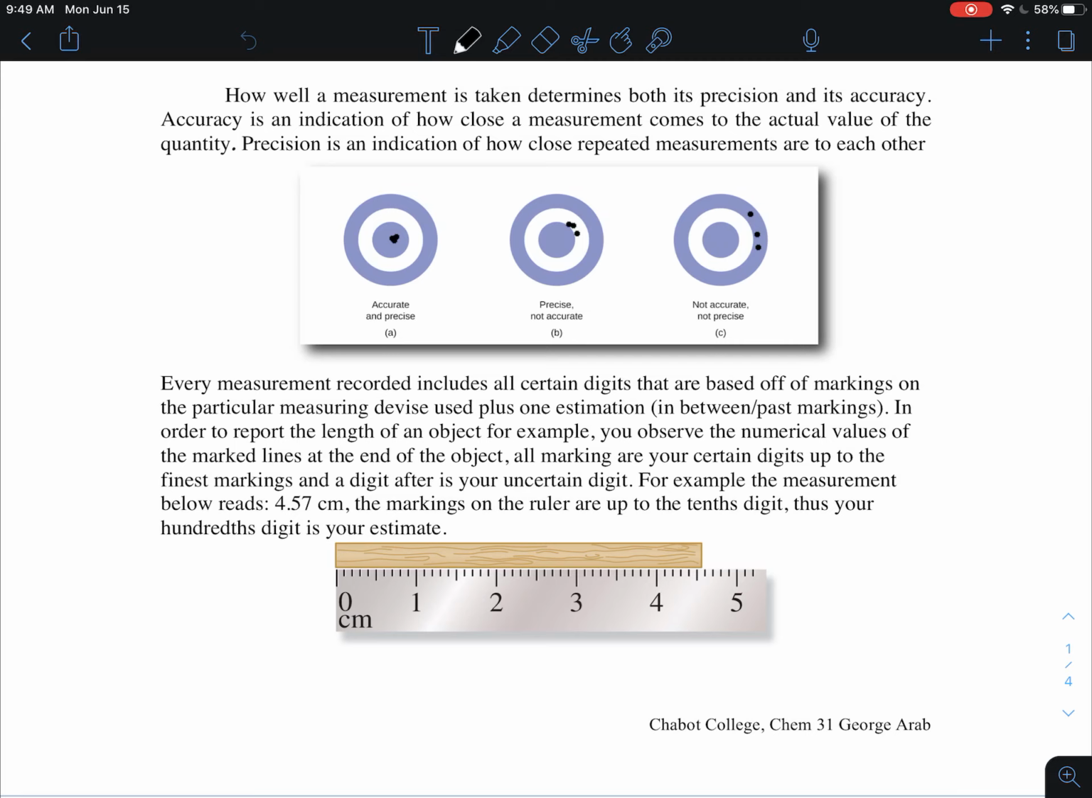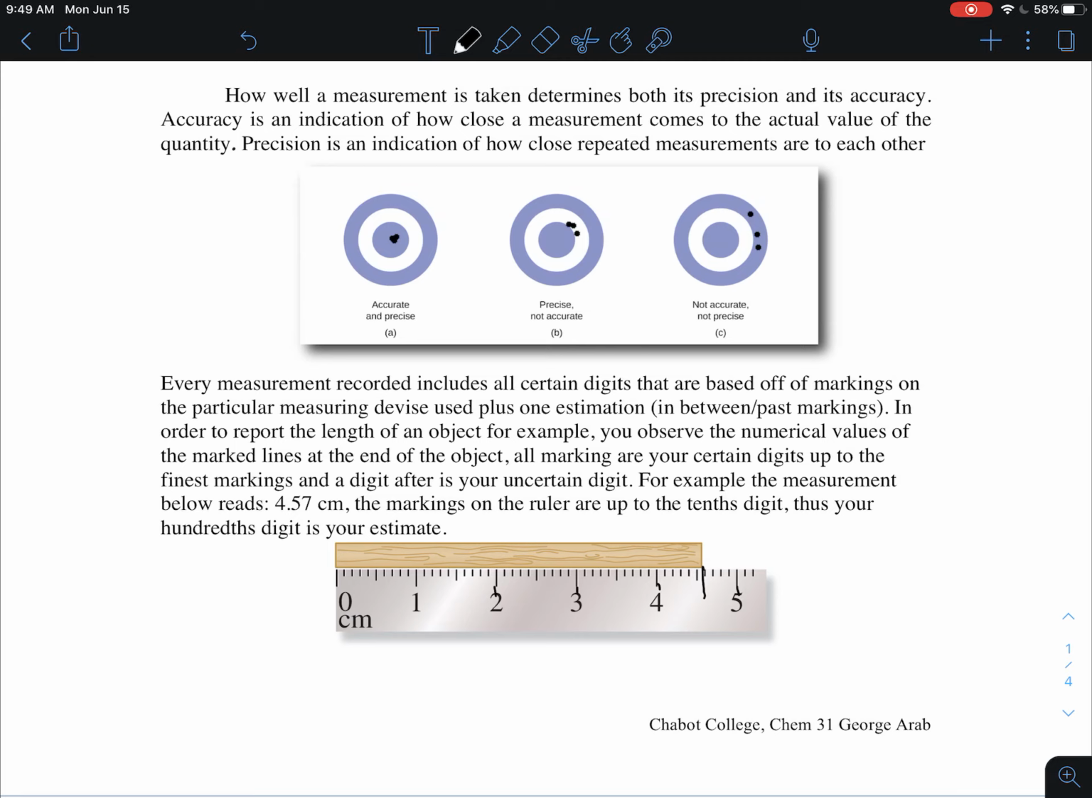So this should already be review. That's why I'm going a little bit faster, but just to show you, when you have a ruler or a graduated cylinder or any type of device that has markings, all of the lines are your markings, right? So those are all certain digits. Up to those lines, you have to write the numbers down.